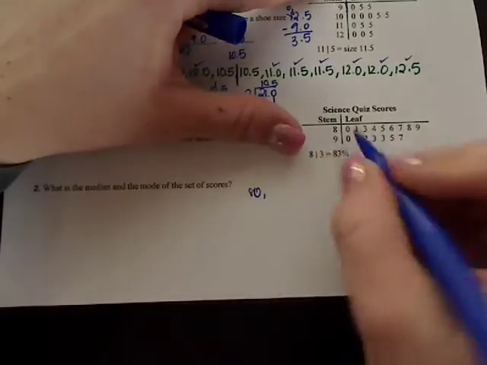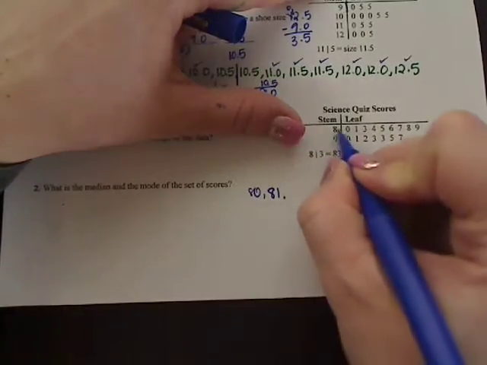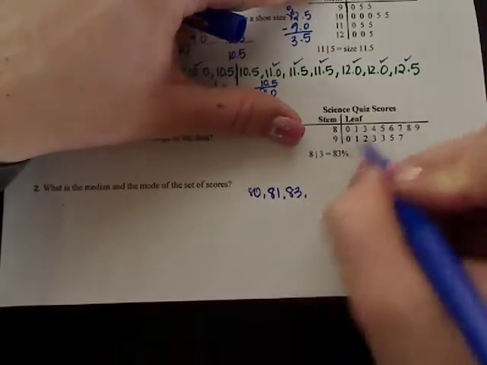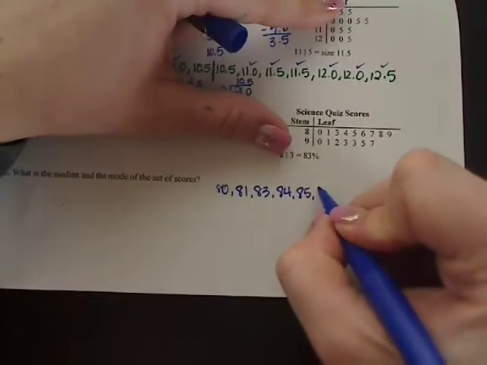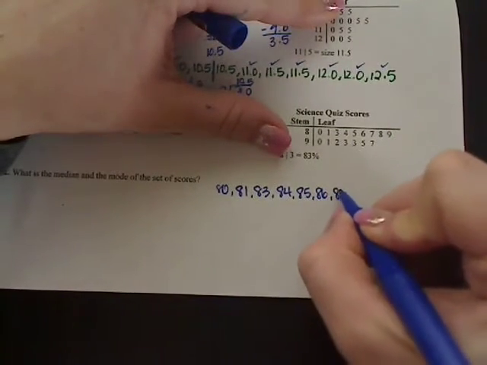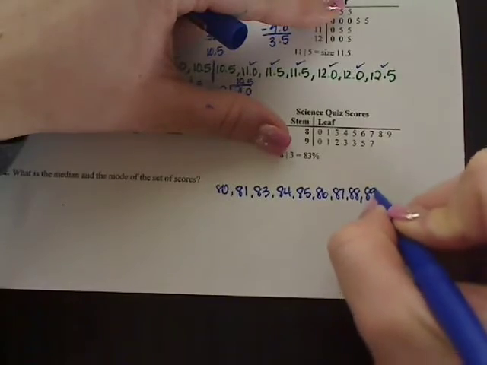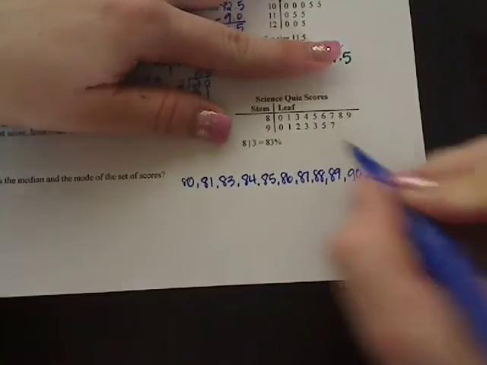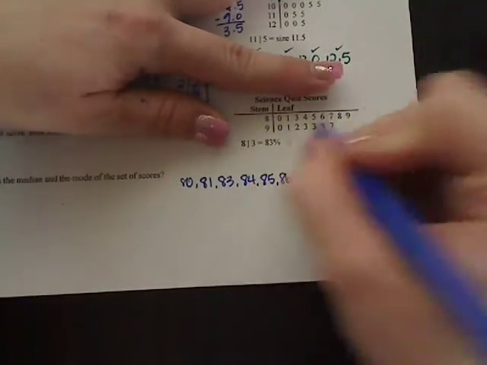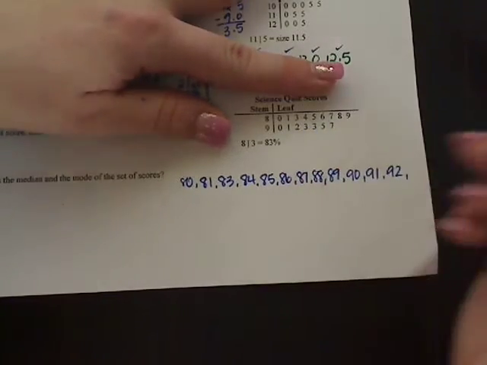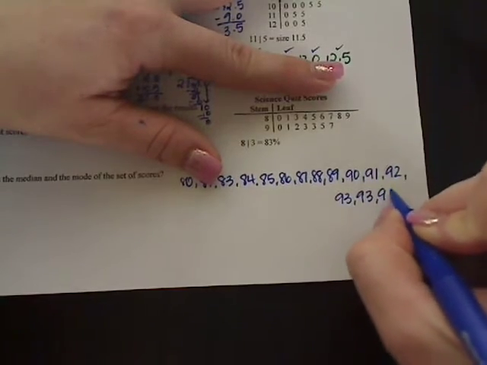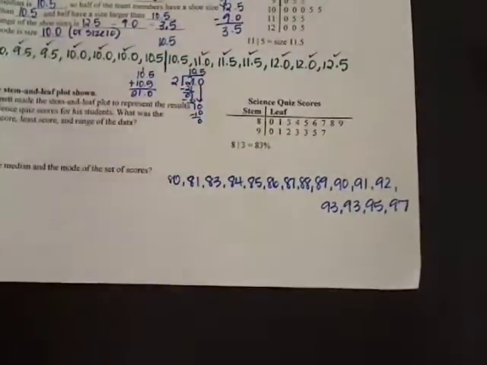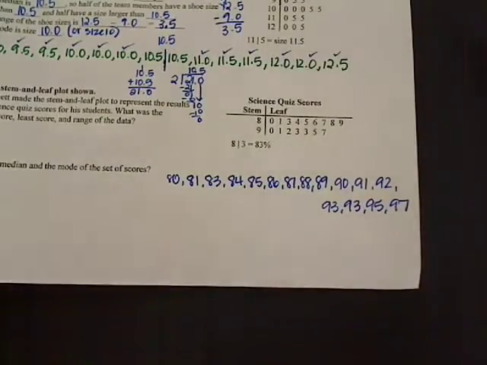80% is my first number, then I've got 81, then 83, 84, 85, 86, 87, 88, 89, 90, 91, 92, 93, oh, I hate doing this, 93, 95, and 97. Okay, so I put them in order, least to greatest.